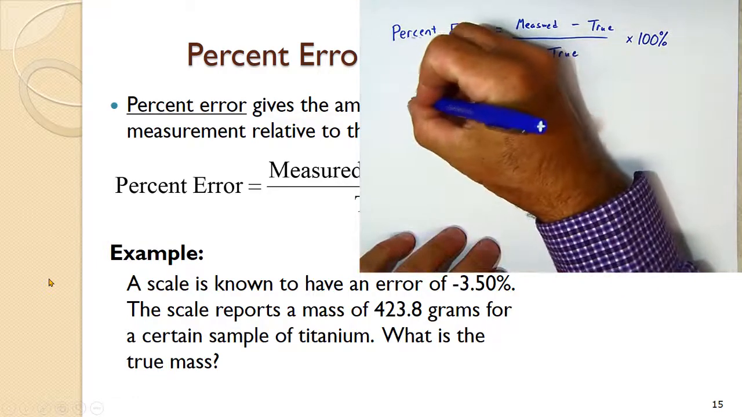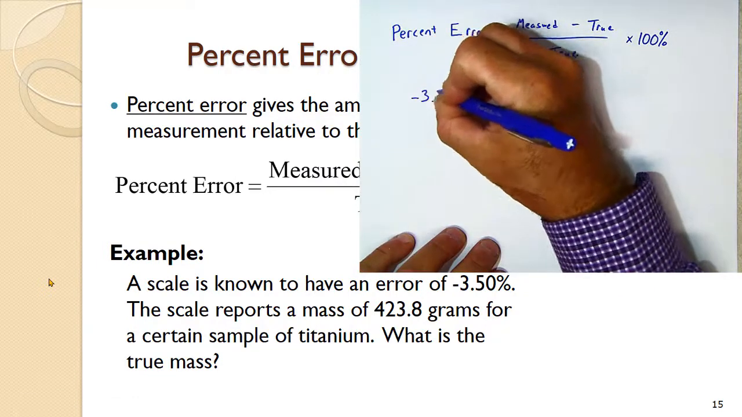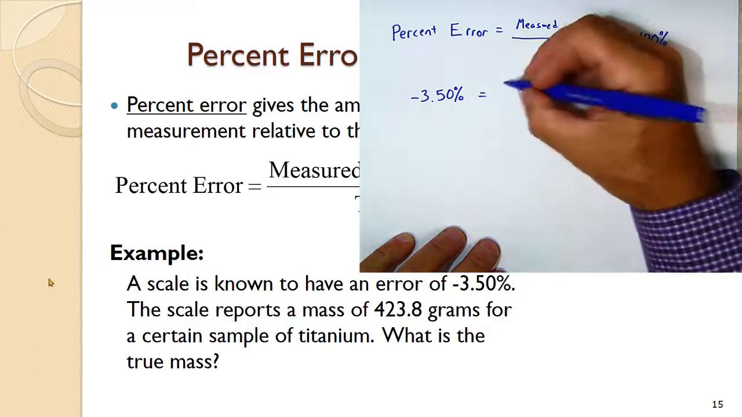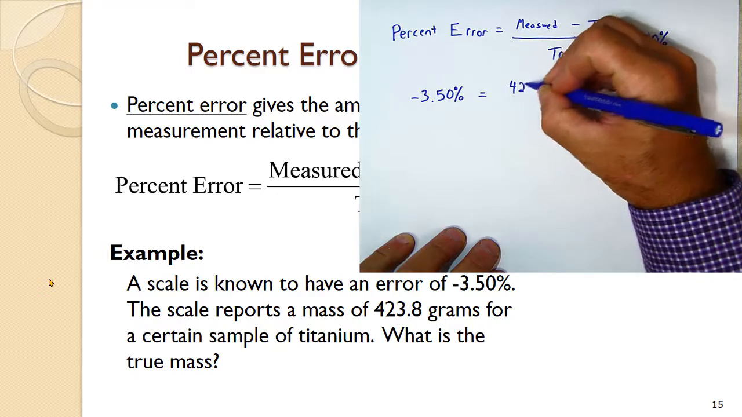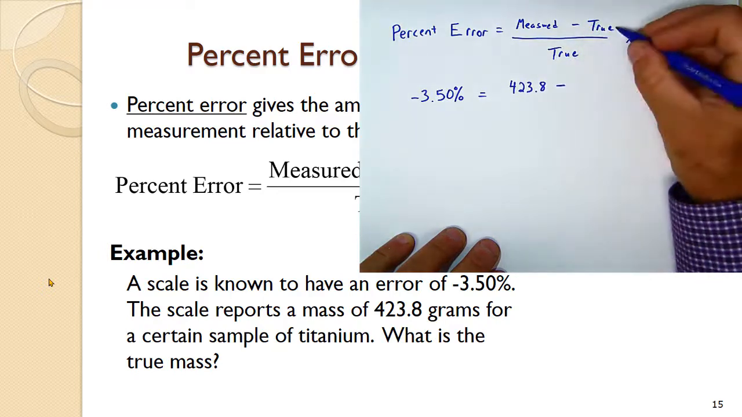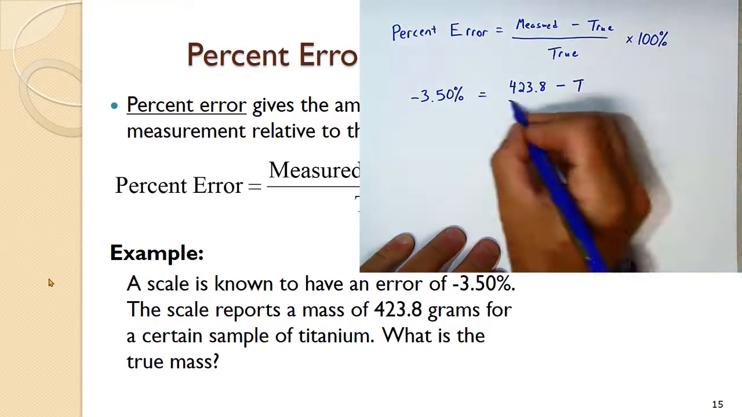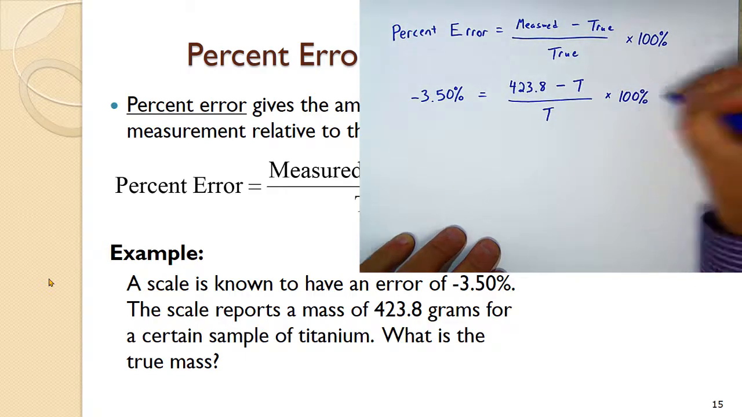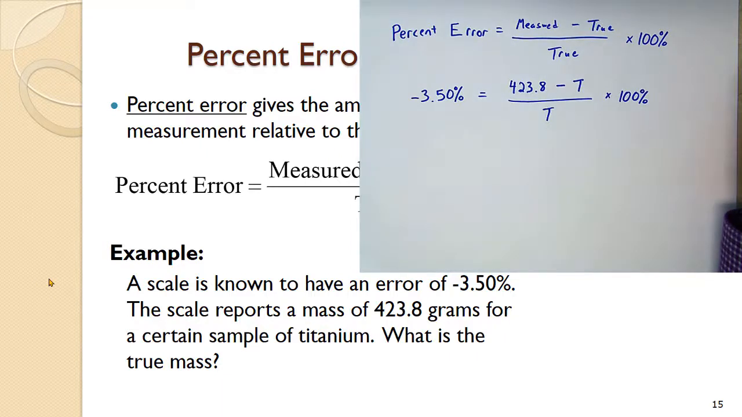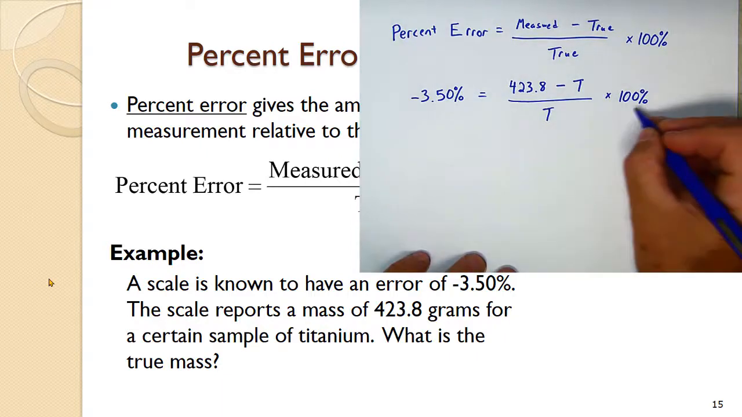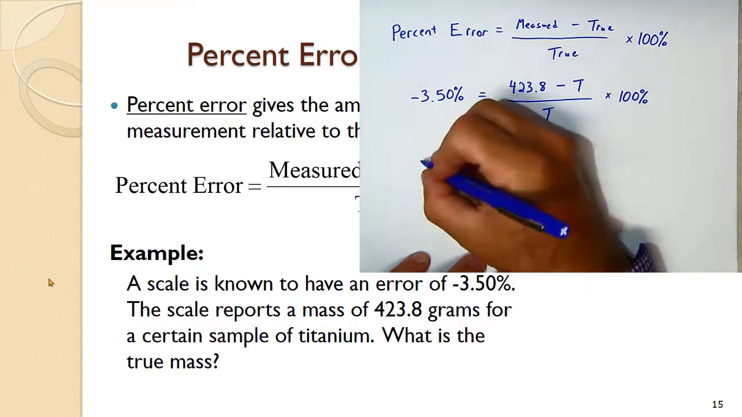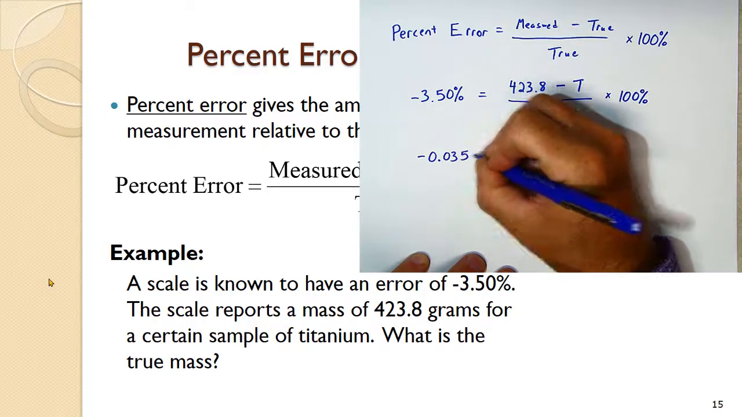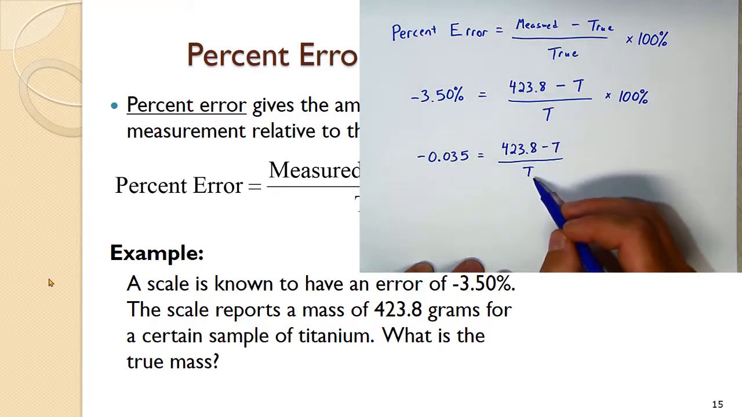That's going to be our percent error. Negative 3.50% is equal to our measured value, that's what the scale reports, 423.8, minus our true value, that's what we're trying to solve, divided by the true value times 100%. Now we can solve that a lot like we did our previous example. We can divide both sides by 100%, and this becomes the decimal, negative 0.035, equals 423.8 minus t over t.